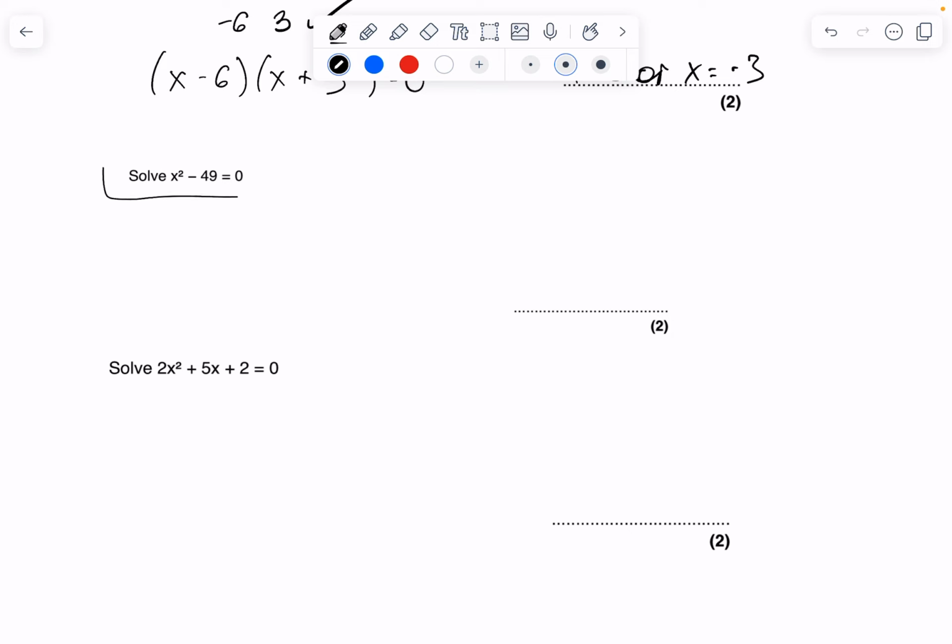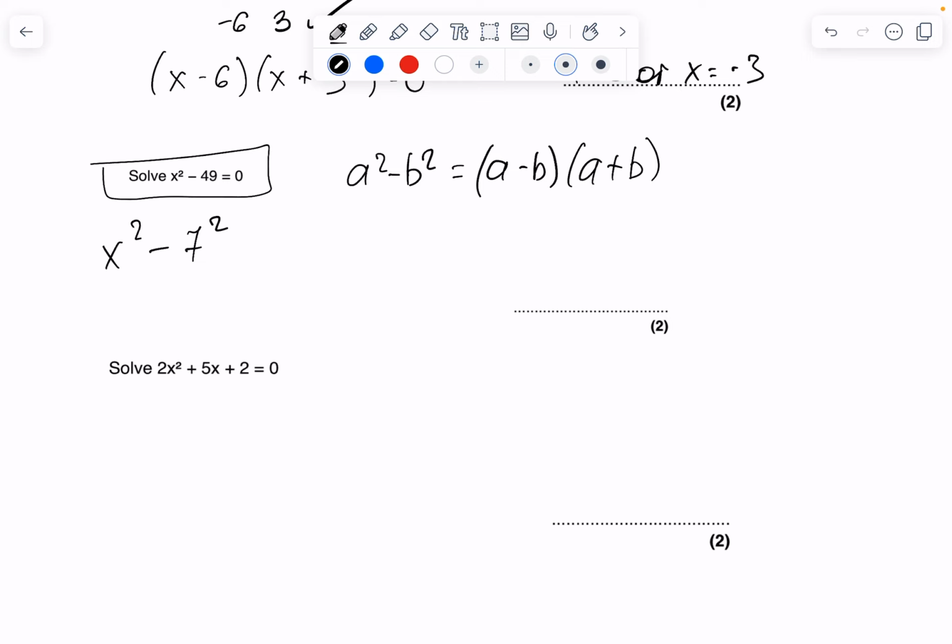When you have something like this, you need to use this formula: a squared minus b squared equals a minus b times a plus b. In this case, 49 is 7 squared. So we have x squared minus 7 squared. If we just apply this formula, it's going to be x minus 7 times x plus 7.